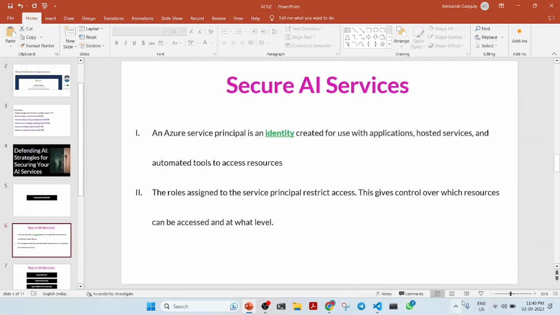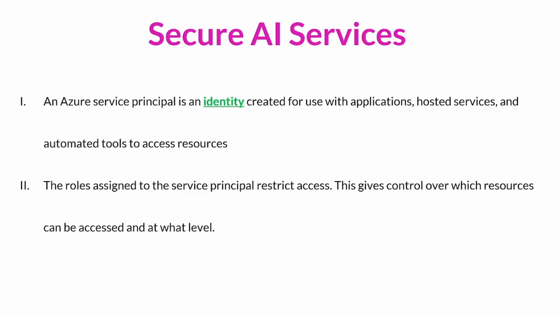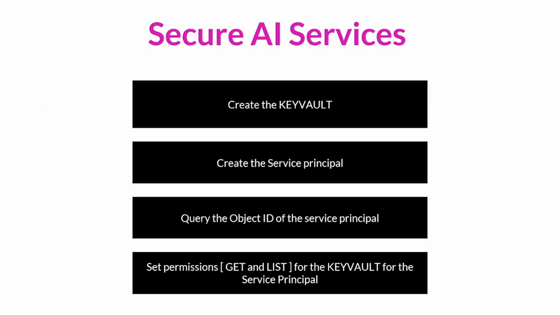The next step is that you need to create a service principal. Now, this is a new concept. What is a service principal? A service principal is an identity created for use with applications, hosted services, and automated tools to access resources. Roles are assigned to the service principal to restrict access. We will need this service principal in association with the key vault. So the steps are as follows, and we'll go through and see how it is done. We have created the key vault, it's already done. Then we'll create the service principal.